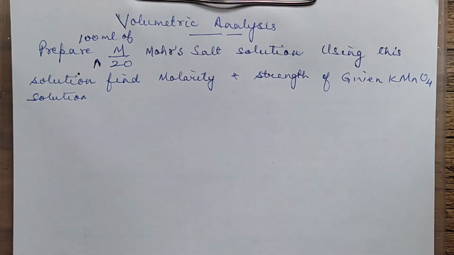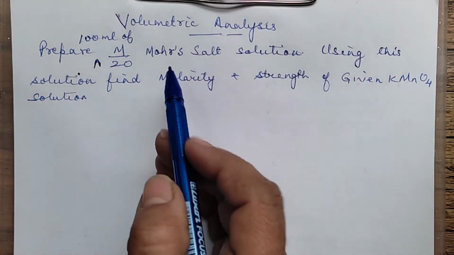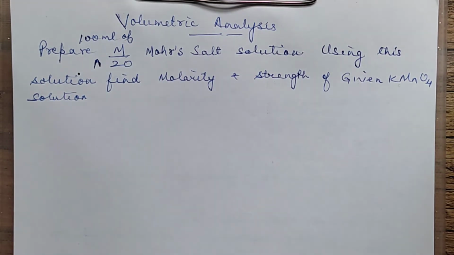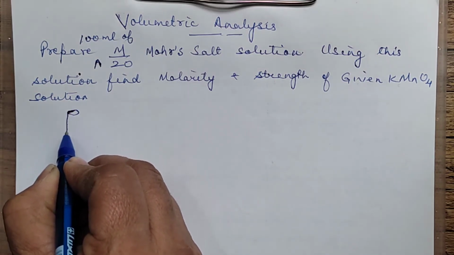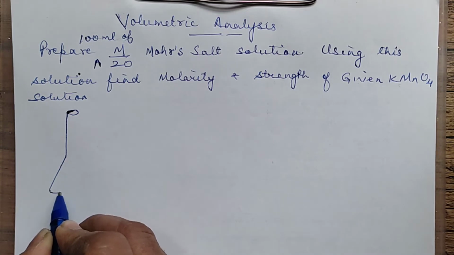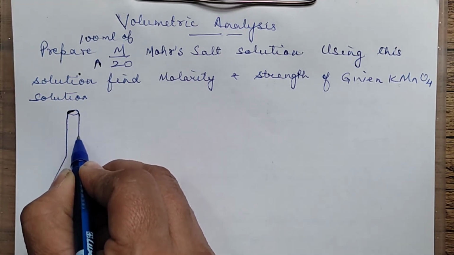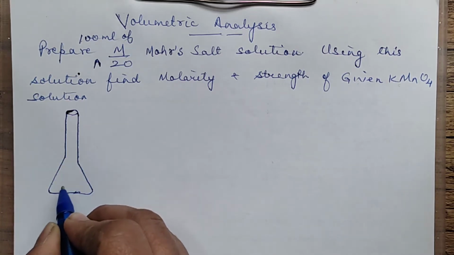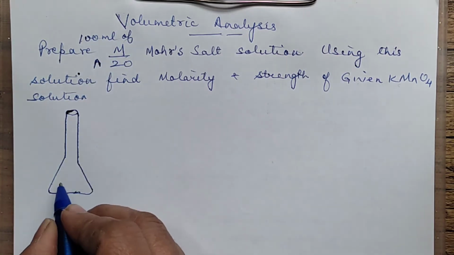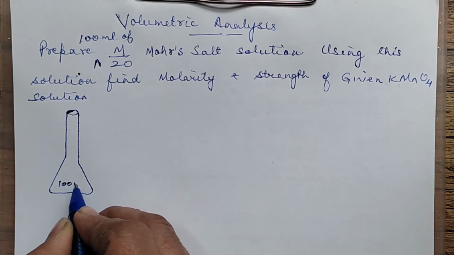So there are two steps in this experiment. The first step is you need to prepare the Mohr salt solution, M/20. We prepare the solution in a standard flask. Now, what is a standard flask? When you see in the lab, you will have a standard flask of this shape. It's not the conical flask, it has a long neck, and since we have to prepare 100 ml, we will use a 100 ml standard flask.